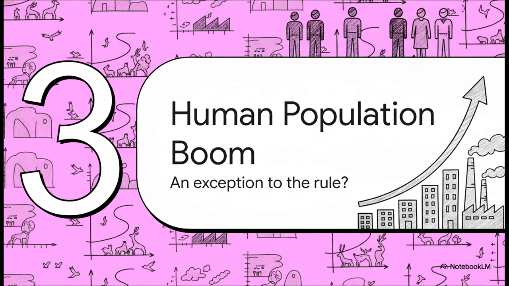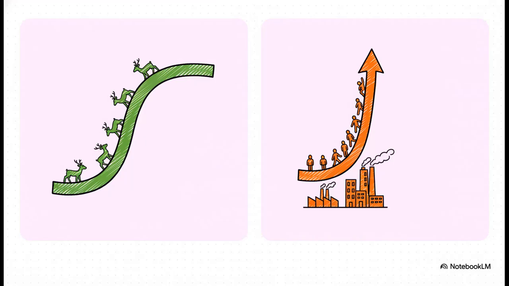So, we've seen nature's elegant S-shaped curve and its built-in limits, but what about us? This brings us to our final and, honestly, most dramatic section, the very unique, very strange path of human population growth. I mean, just look at the difference. It's night and day. On the left, you've got that stable, predictable S-curve that everything else in nature follows. And on the right, that's us, a nearly vertical J-shape.